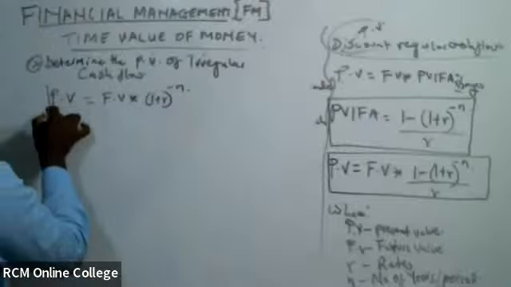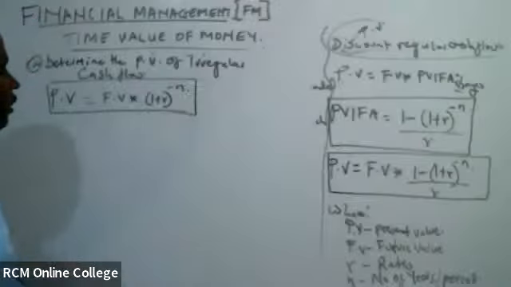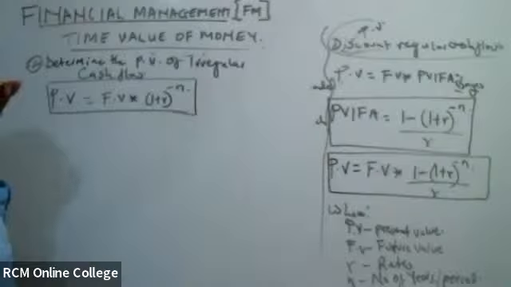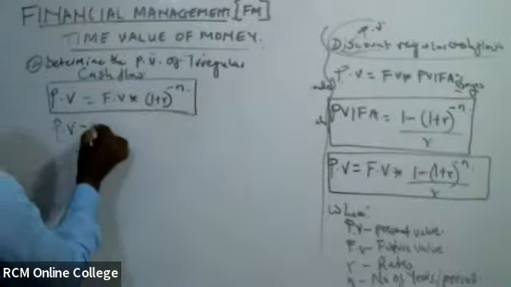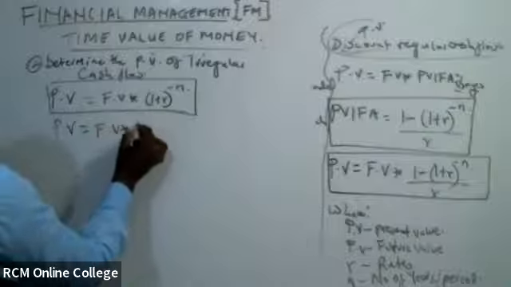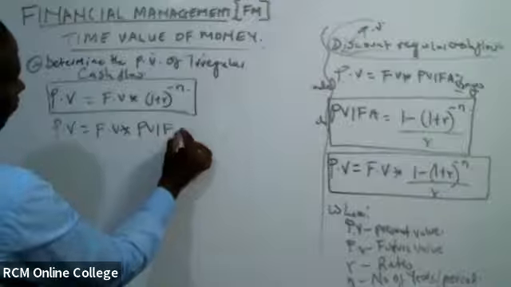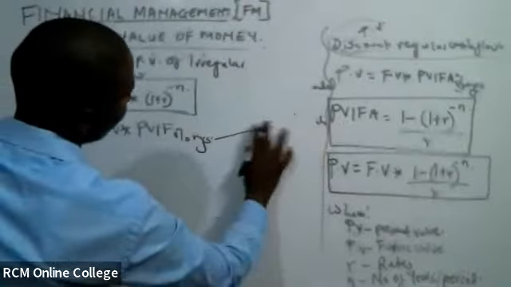Hii haina maneno mingi. Kitu nataka kujua, hii ndio gani? In fact, this is I could have written P, present value, is equal to future value times PVIF. PVIF R% N years. Ni kama hii.